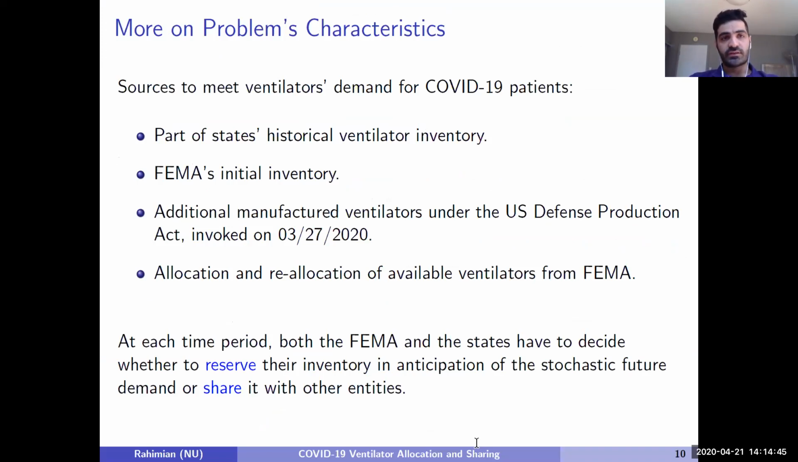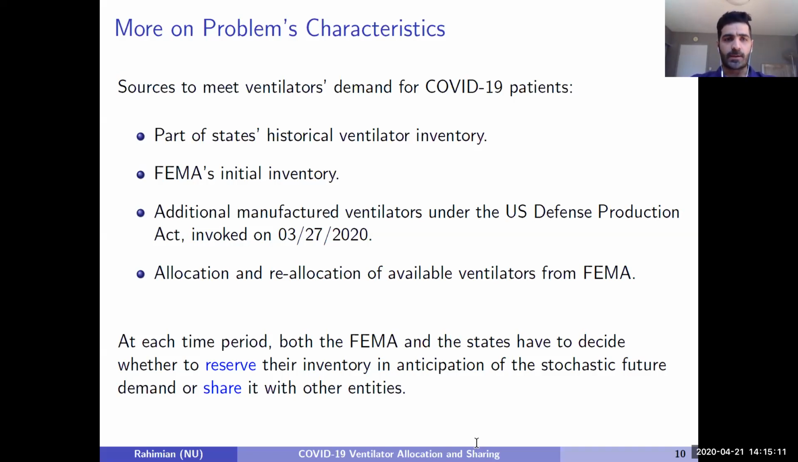Before I move forward, let's say what kind of resources we have to meet the demand for COVID-19 patients who need ventilators. States have some initial inventory, part of which could go to the COVID patients. FEMA, the central agency, has some initial inventory that could also be allocated to states.